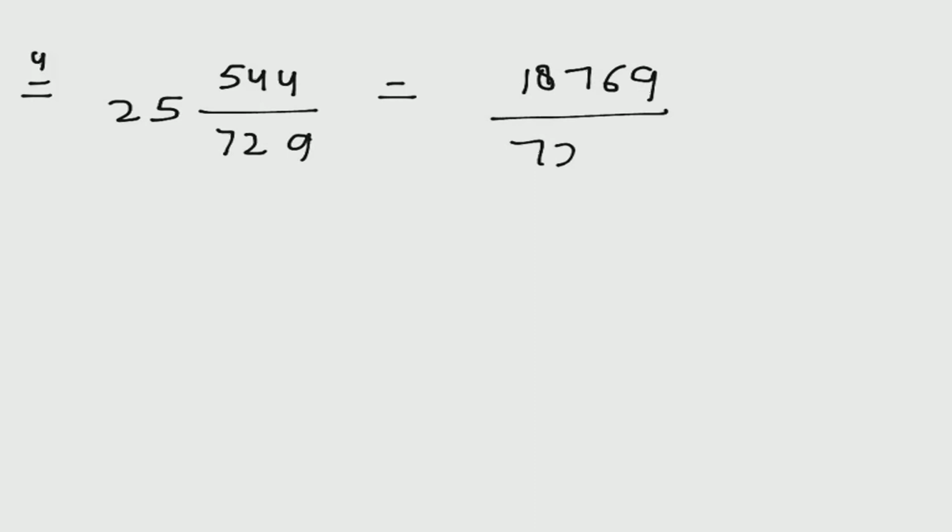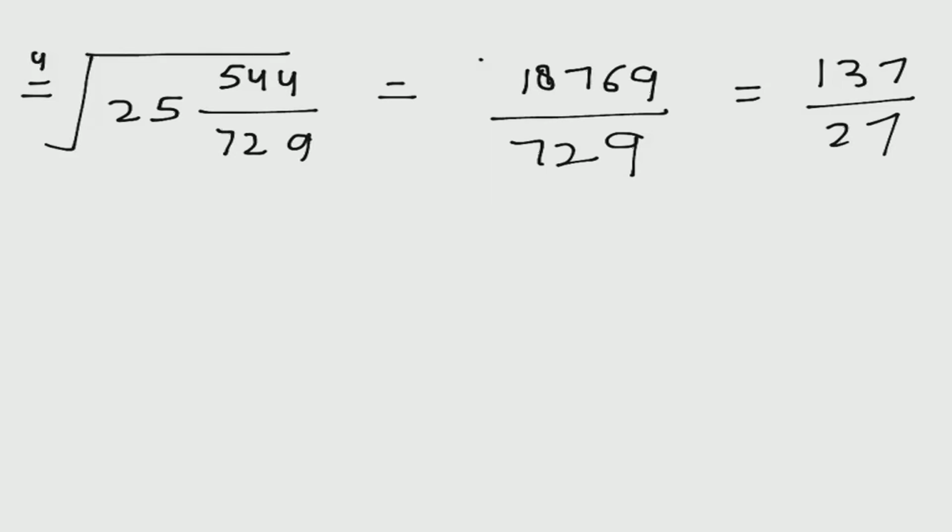Suppose we have 25 whole 544 divided by 729. Now 729 times 25 plus 544 will give us 18769 divided by 729. And if we find the square root of 18769, we will get 137, and 729 is the square of 27. So these are the steps to find the square root of rational numbers.